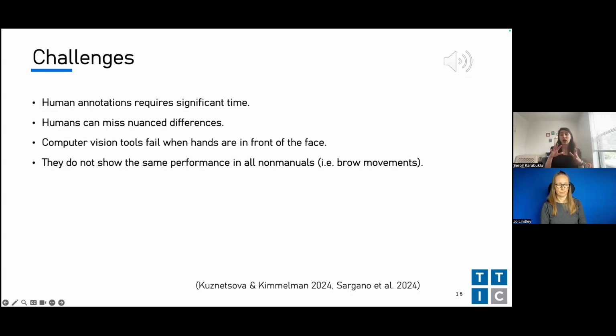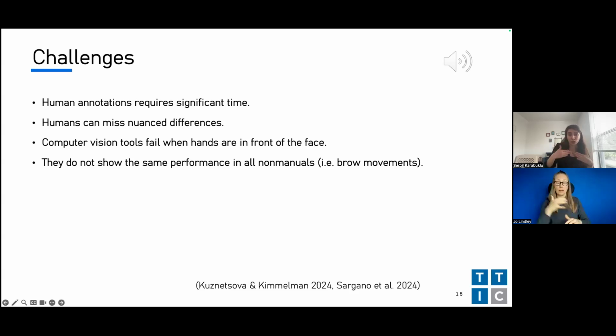And of course, we have both sides of the story, but we also have the challenges. As I already brought up during the presentation, human annotations require significant time. And humans can miss these nuanced differences. Honestly, if you showed me the first and second head nod in ASL, I would say these look too similar compared to TID. So it is not always easy for the human eye to catch these differences.